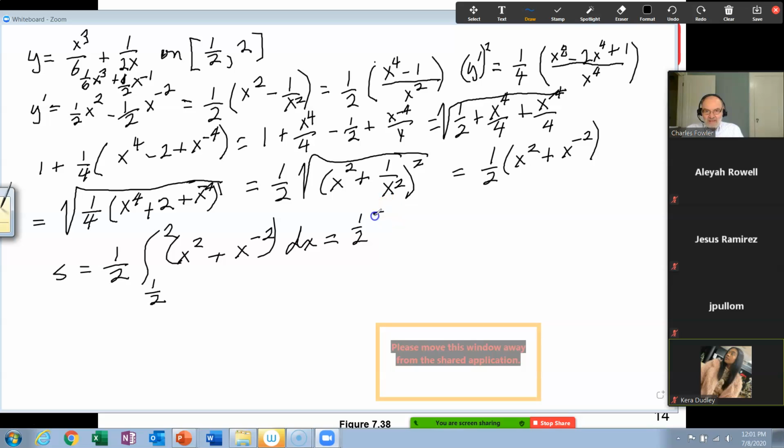and then what's the antiderivative of x squared? Anyone? Please tell me. X cubed over 3. Raise the exponent by 1. When you take a derivative, you lower the exponent by 1. Raise the exponent by 1 and divide by that new exponent.